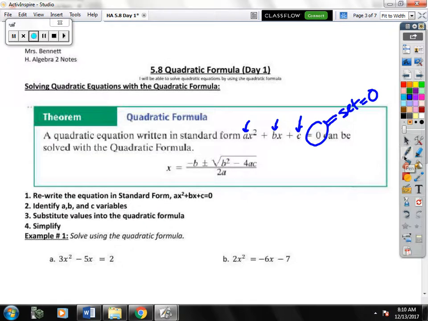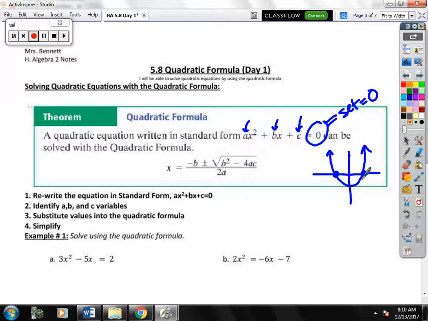Okay, so again, making sure it's in standard form, set equal to 0, you identify the A, B, and C, and you literally plug them into your equation. Now what this is going to find for us is the zeros. Those are the answers we're going to get. And we are going to get 2 of them because of the plus or minus symbol that we see.